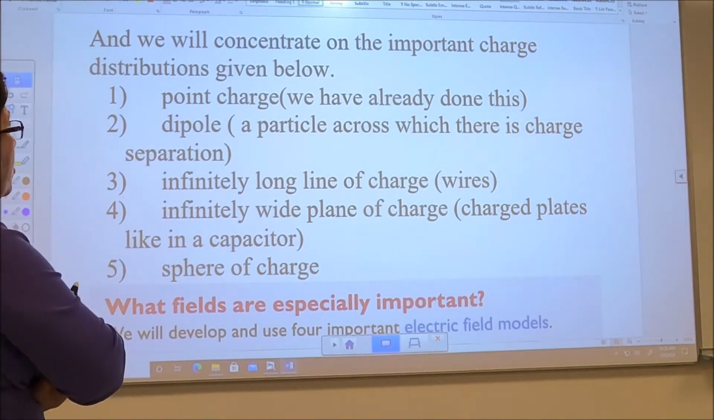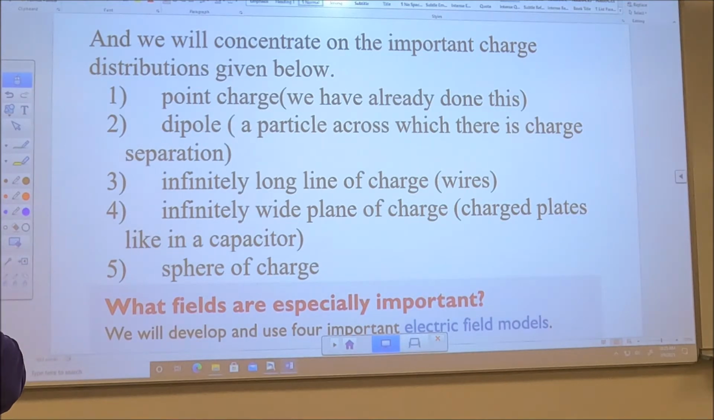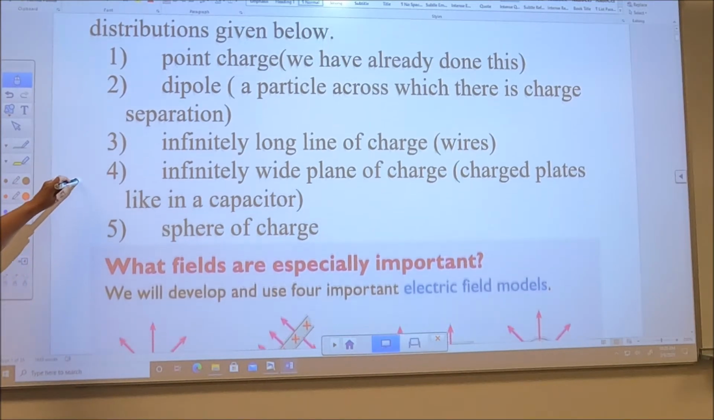Now, when we start thinking about collections of charged particles, we want to concentrate on what are considered to be important charge distributions, because they're charge distributions that we create quite often and that we run into. Okay, of course the point charge is important, but we've already done that. We're going to talk about a dipole, which is an object which has negative charge on one end, positive charge on the other. We're going to talk about an infinite line of charge. Wires, if you're up close to them, can be thought of as an infinite line of charge. We're going to talk about planes of charge. Plates in a parallel plate capacitor can be modeled as infinite planes of charge. And then we're going to talk about fields of charge.